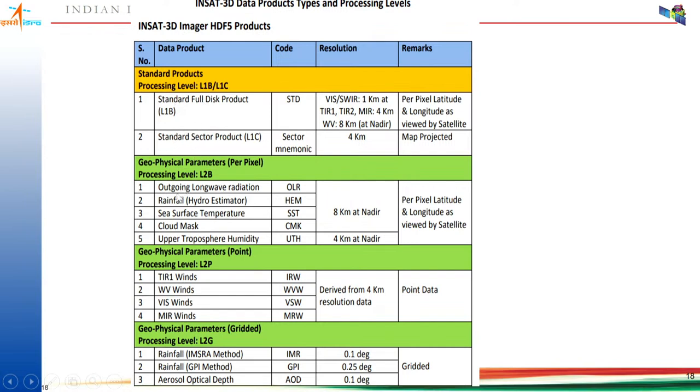So it can be OLR, outgoing long wave radiation. Because it is a balance affected by the cloud and dust. So how much energy is coming, how much is being absorbed, and how much is reflected back. So it is a balance of it. Of course, the rainfall, and the UTH, that is the upper tropospheric humidity. So it has a significant impact on the Earth radiation budget. As it increases, what are the changes in the upper tropospheric layers.